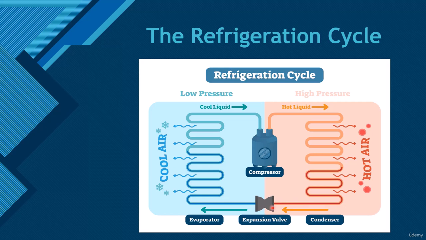Now, it could be an expansion valve, it could be just a little piston. The newer stuff will have the expansion valves. The older units would have just a little piston. I'm going to show that to you also.